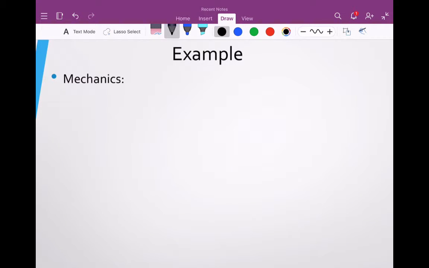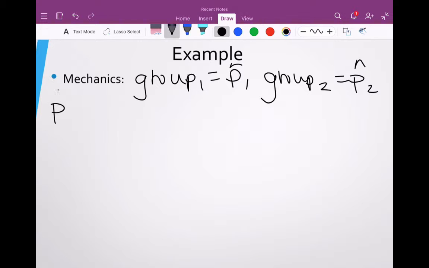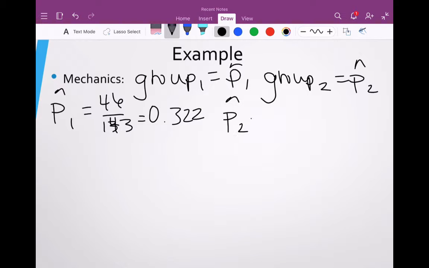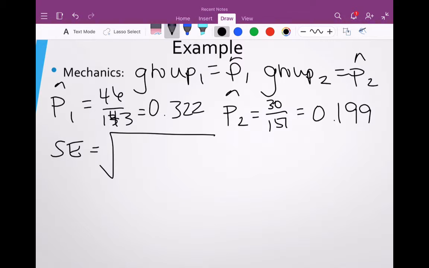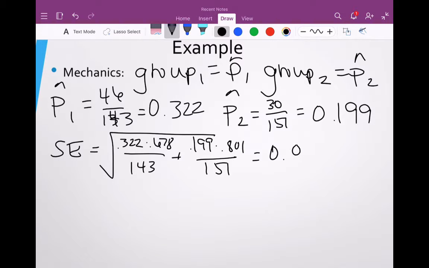So in this case, we're going to say that group 1 is p hat 1, and group 2 is p hat 2. So then p hat 1 is equal to 46 out of 143, which is 0.322. And p hat 2 is equal to 30 out of 151, which is 0.199. Then we have to find the standard error. The standard error is equal to the square root of our first group plus our second group. So 0.322 times 0.678 over 143 plus 0.199 times 0.801 over 151. And that is equal to 0.051.